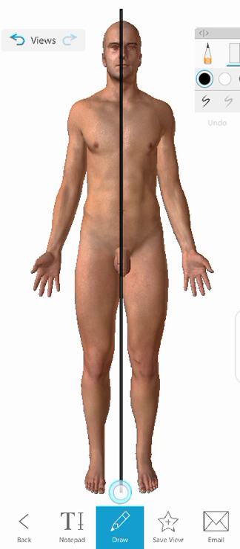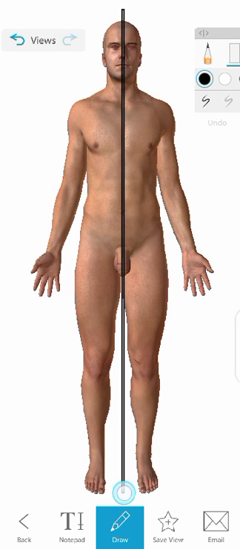So in the anatomical position, we keep in mind the mid sagittal plane, and anything lying along this mid sagittal plane is said to be in the median plane, or the median line or the midline. In this case, you can see that the penis is in the midline. You can see that the bridge of the nose is in the midline.